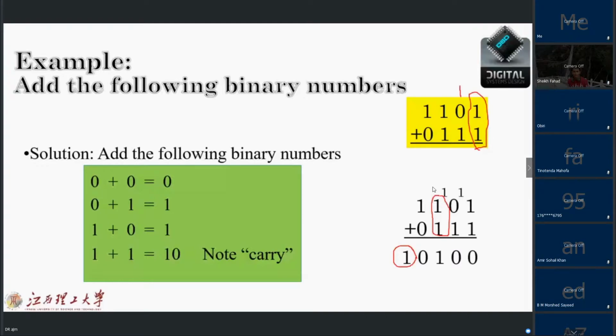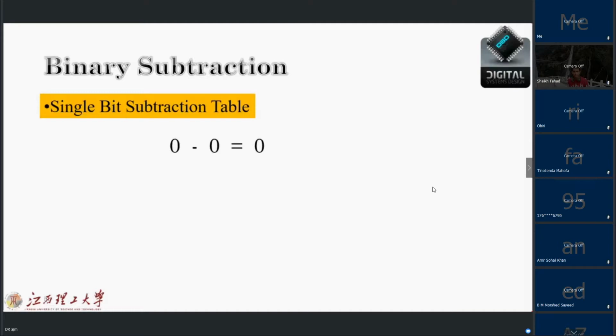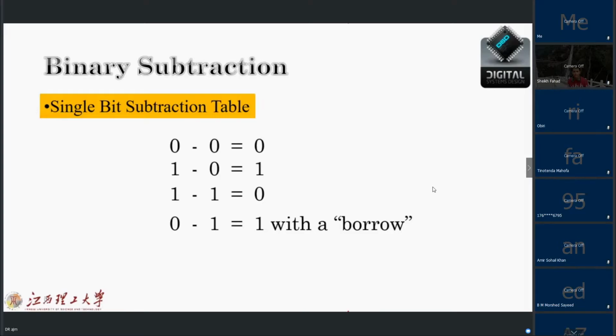Let us see for more examples what will happen for subtraction. Please note down these rules first of all. Just think about that. Have a look. What is the difference? The difference is in the last case. In the last case, 0 minus 1 becomes 1. And 1 minus 0 is 1, and 1 minus 1 becomes 0. Okay.